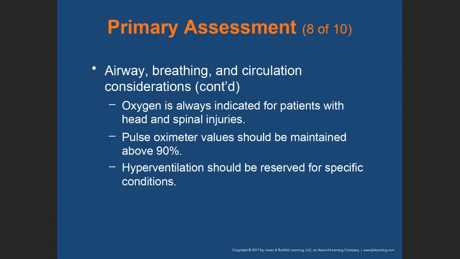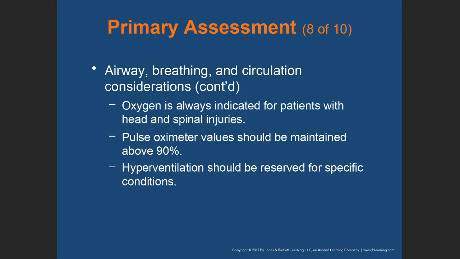Oxygen is always indicated for patients with head and spinal injuries. A pulse oximeter value should not be below 90%. So you don't want a pulse ox below 90% for a patient with head and spine injury.